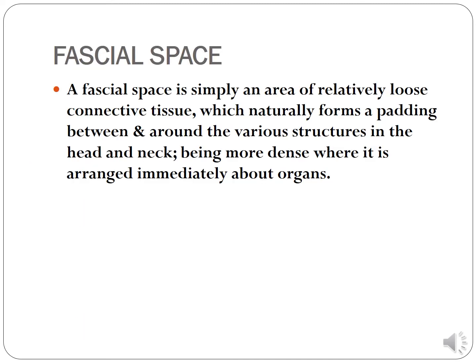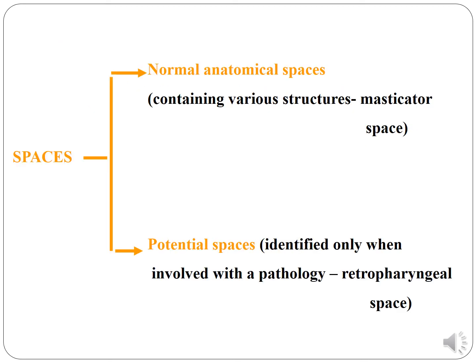So as I have told you, these spaces are actually a loose area of connective tissue, which can form a padding between and around the various structures in the head and neck, and are more dense where they are immediately arranged about organs, because these organs need extra protection, so they will be thick around the organs. So you have the anatomical spaces and potential spaces. For convenience, we divide them into anatomical and potential spaces.